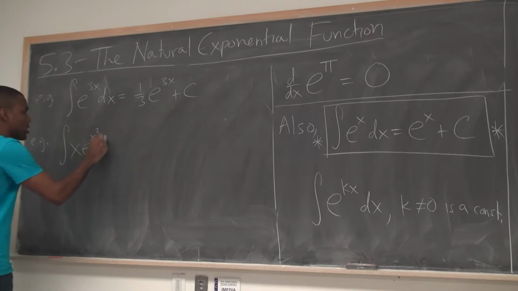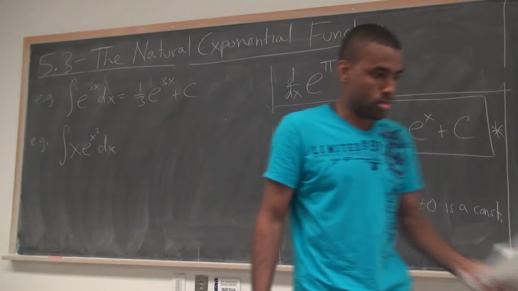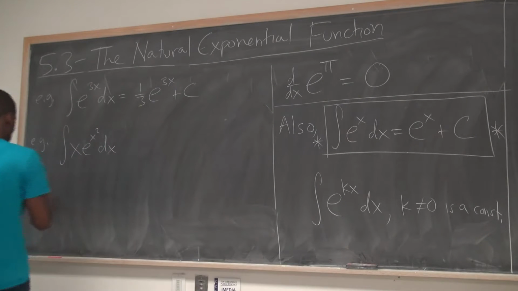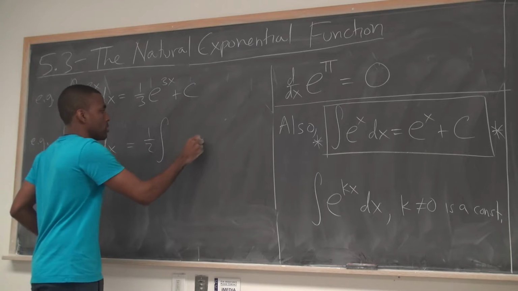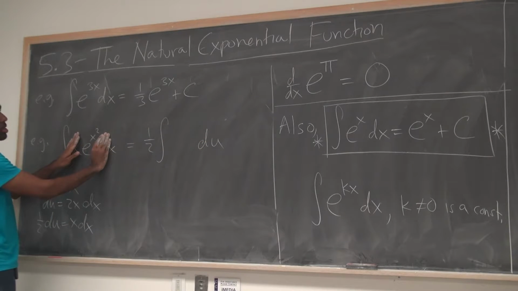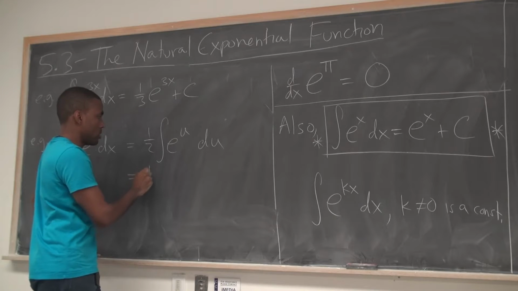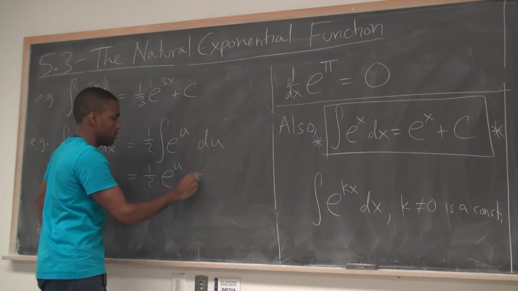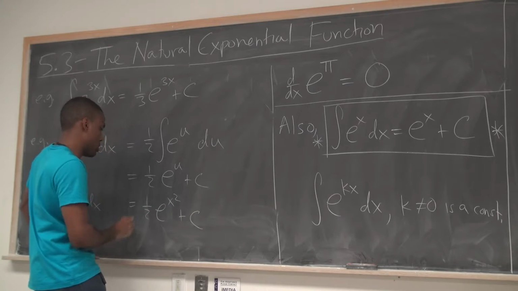x e to the x squared. Use substitution. What do I substitute? x squared. du equals 2x dx. So I have 1/2 du is equal to x dx. So 1/2 du replaces the x dx. And I'm left with e to the x squared, but my x squared is u. So that's just e to the u, whose integral I know is just e to the u. One half e to the x squared plus c.